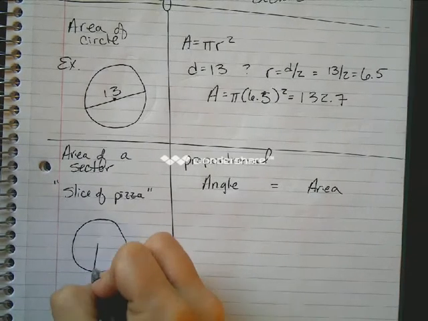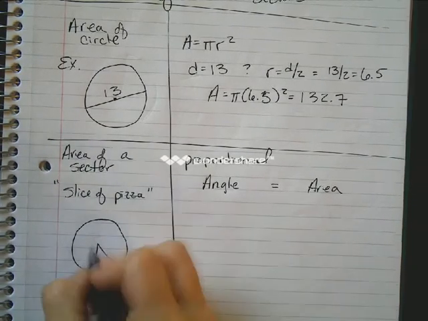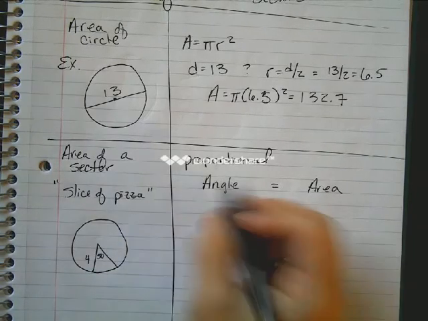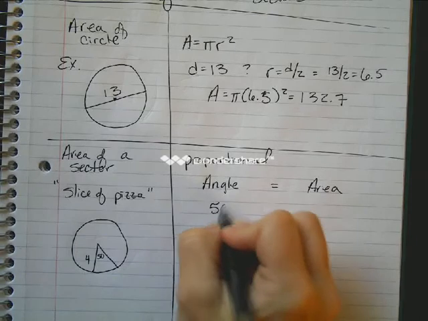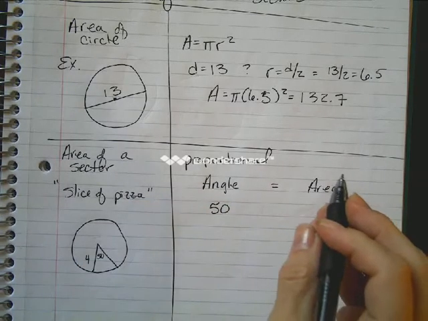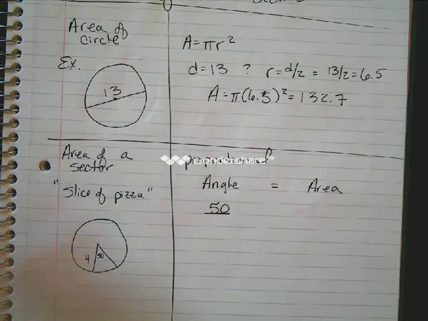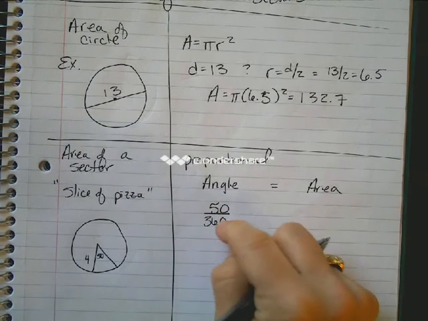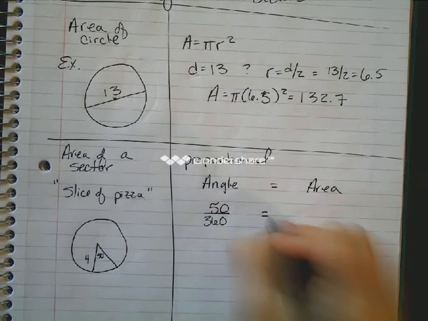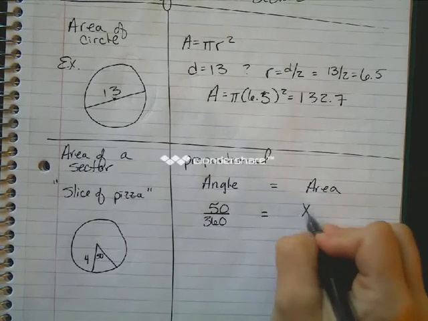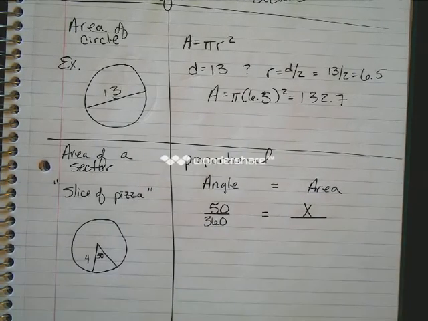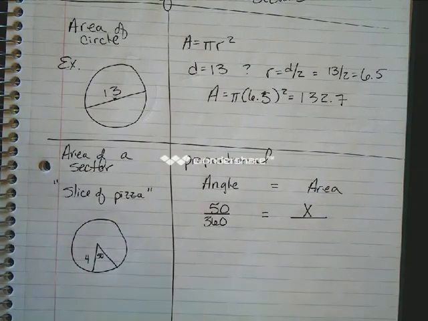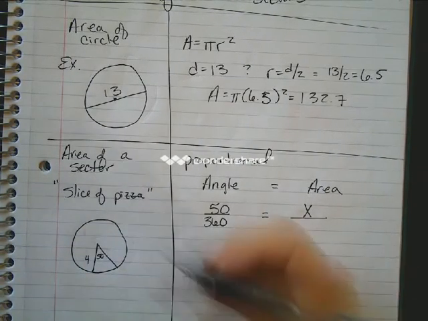Okay, if I tell you that's 4, and this angle is 50, then I have 50, because that's the angle of the sector, over the total angle of the circle. Remember, it's the part of the arc, and then over the total. And that's going to equal, you're trying to find area, so that's your x. And you're going to put it over the total area of the circle. Remember, the bottom part of the ratio is always the total circle. Our r is 4, so pi 4 squared.